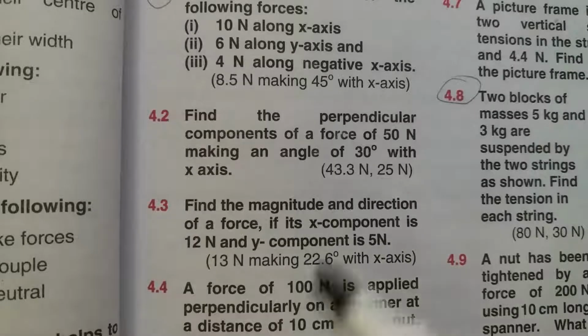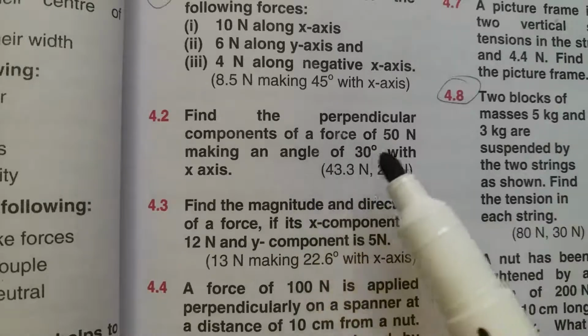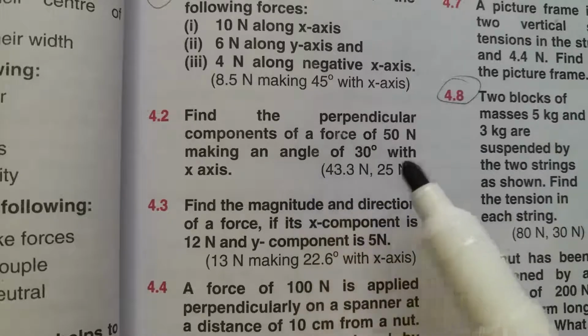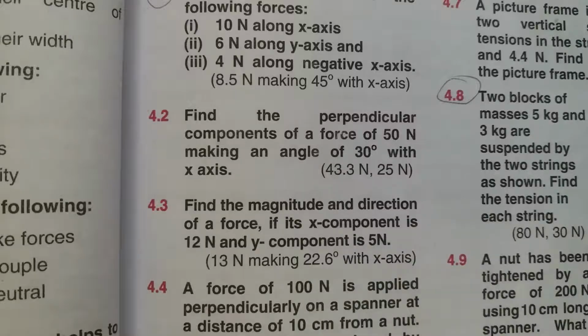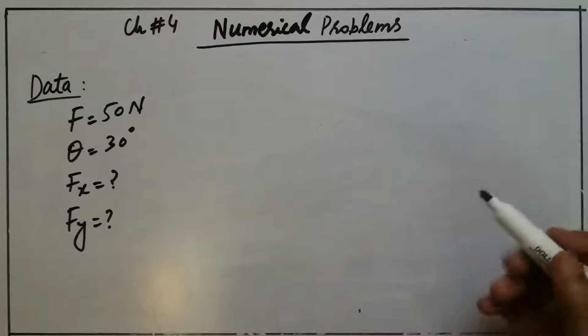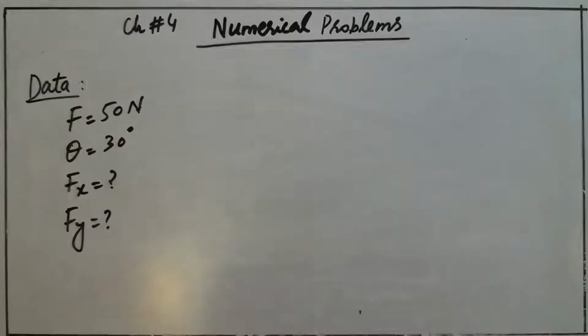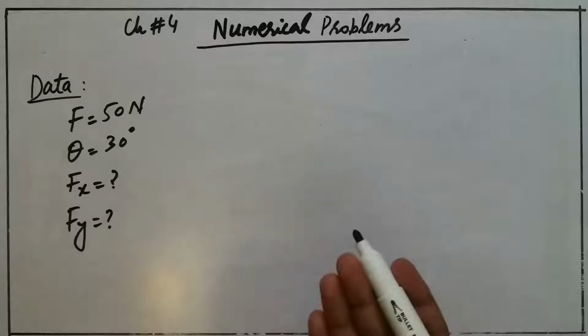Let's move to numerical problem number 2, where the statement is: find the perpendicular components of the force of 50 Newton making an angle of 30 degree with the x-axis. So write down the data first. According to the data, what values are given? The force is 50 Newton, and that is making an angle of 30 degree with the x-axis.